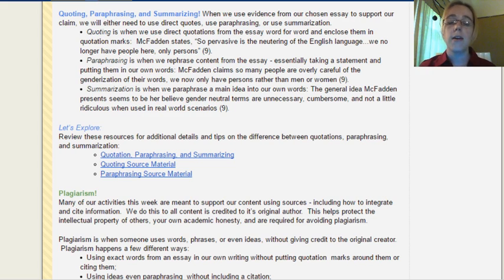And the thing to remember about paraphrasing is even if it's not a direct quotation, which paraphrasing is not, it's putting it in your own words, you still need to have a citation to support the intellectual property and your own academic honesty. Okay, so even if you paraphrase, we need to have a citation in there to support that.